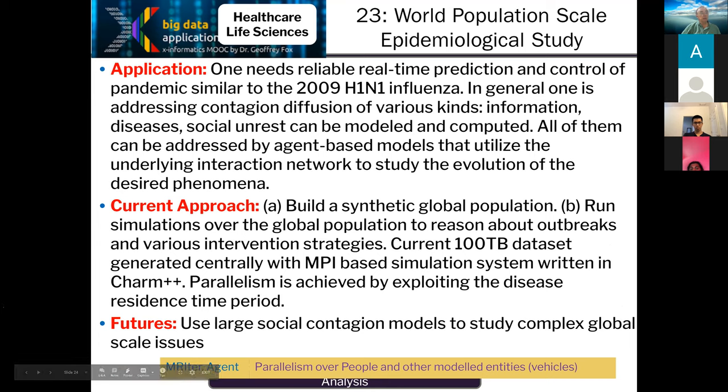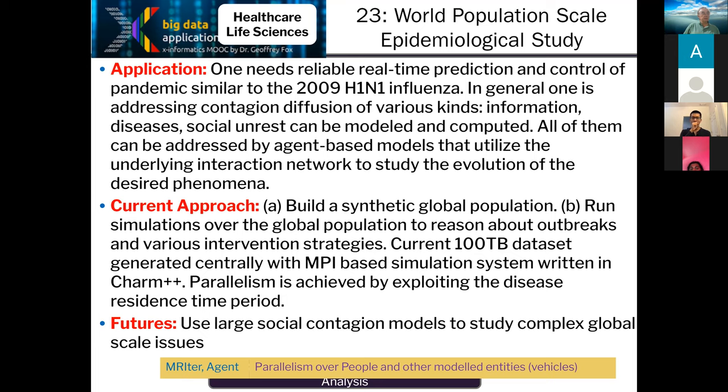Here is a timely study. This was written in 2013, and was based on those days on the study of the H1N1 influenza virus. Nowadays, the same group of people from the University of Virginia are using it to study COVID, and I actually work with them on that project.